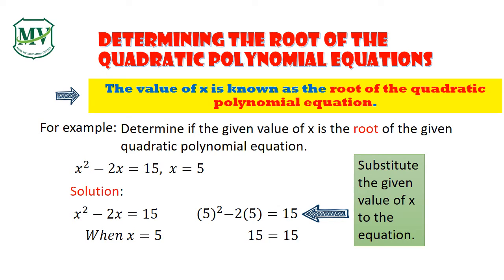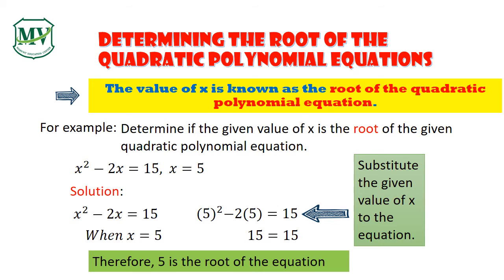So it will become 5 raised to the power of 2 minus 2 times the quantity of 5 is equal to 15. So 5 raised to 2 is 25 minus 2 times 5 is 10. That is equal to 15. So 15 is equal to 15. Therefore, 5 is the root of the equation.